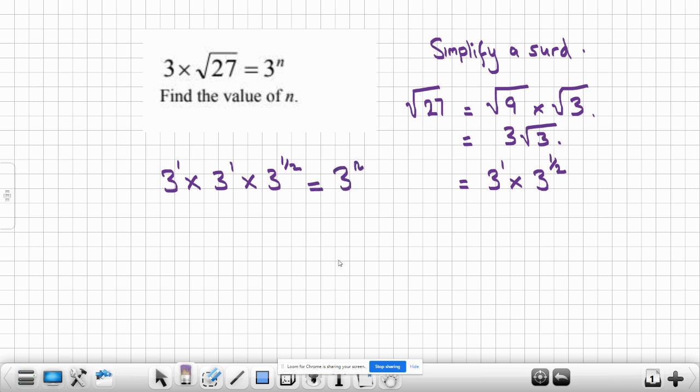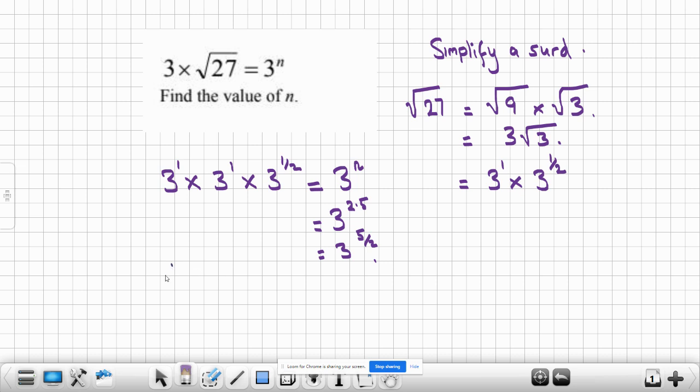And then the last bit of information that I need to be confident about is the rules of indices. If we're multiplying these 3s together, we would add the indices. So therefore, that is going to equal 3 to the power of 1 plus 1 plus a half, which is 2.5. So we could either write 2.5, or we could write 5 over 2.